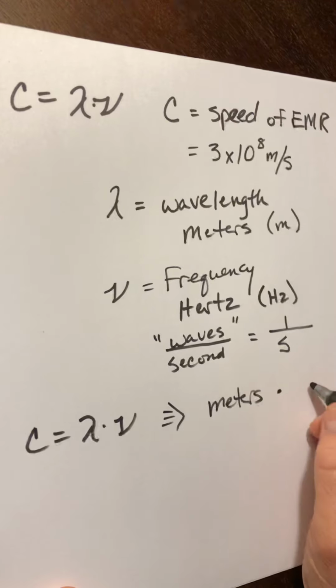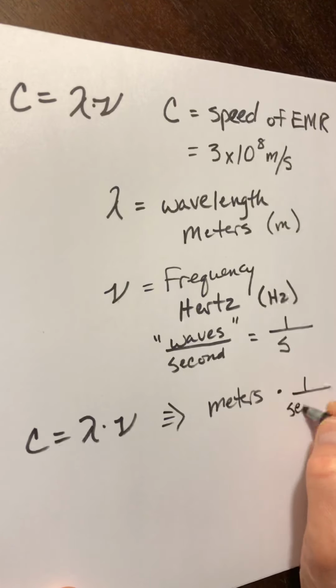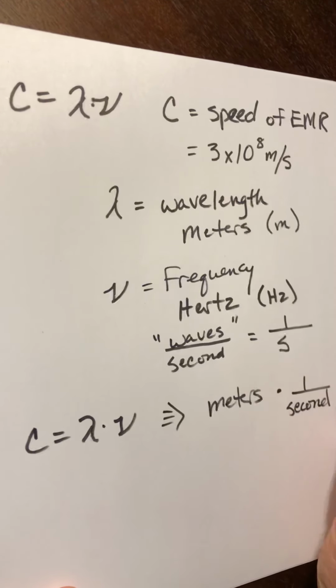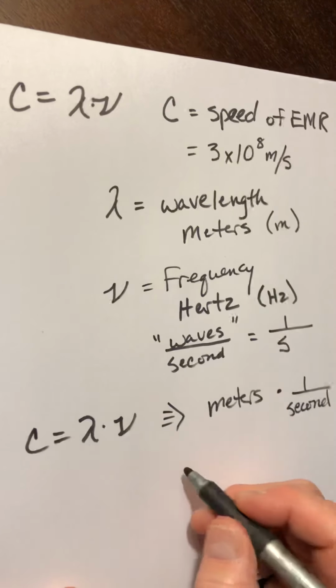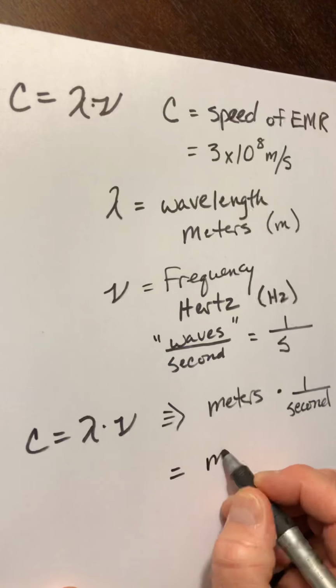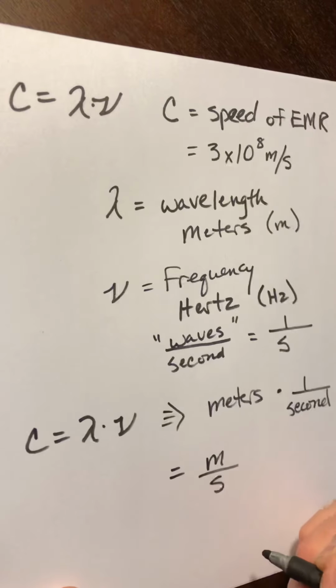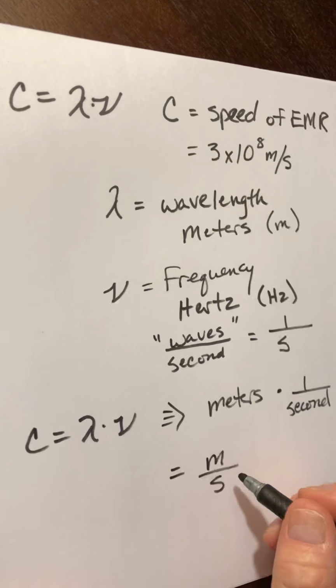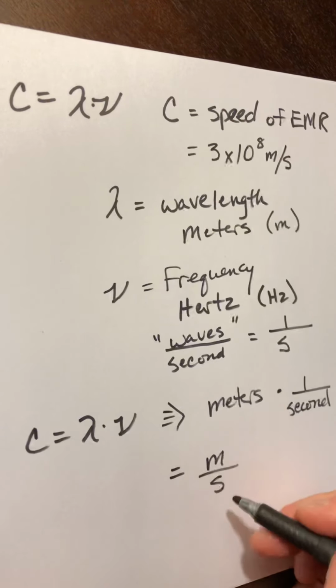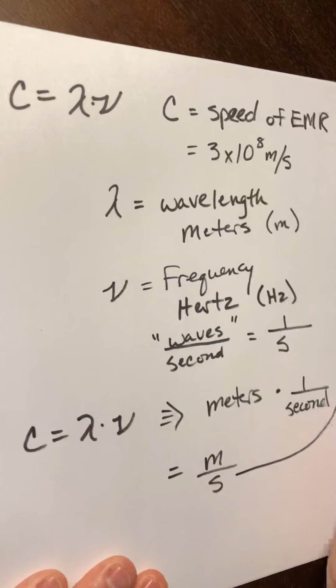So when we're doing the calculation, c equals lambda times nu, our lambda has the units of meters, our frequency has the units of reciprocal seconds, and so when we do the math, we end up getting meters per second. That's a velocity, or a speed set of units, meters per second, and that is the units that go with c, our speed of all EMR.